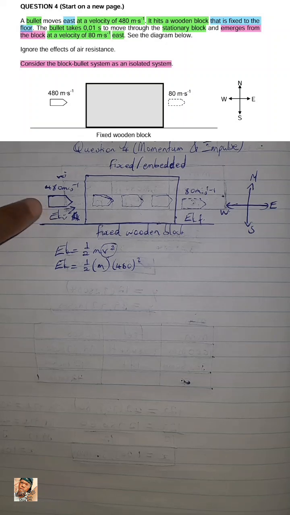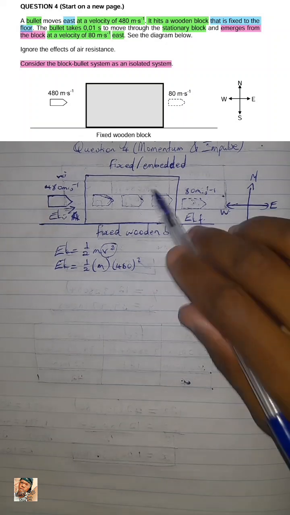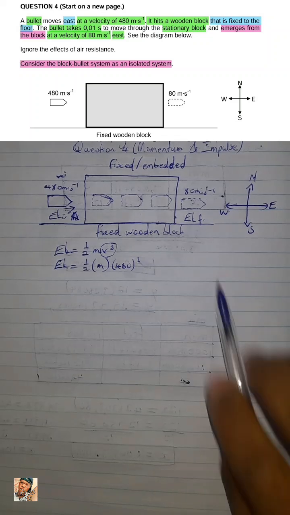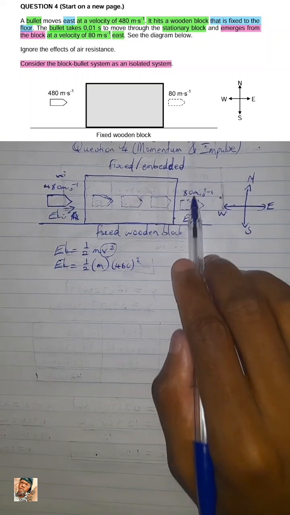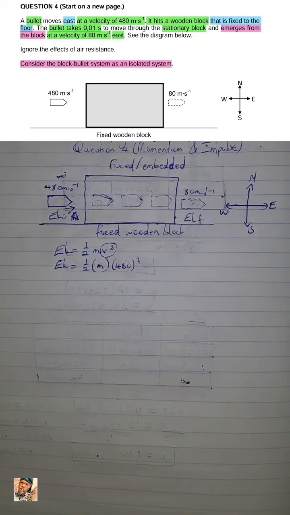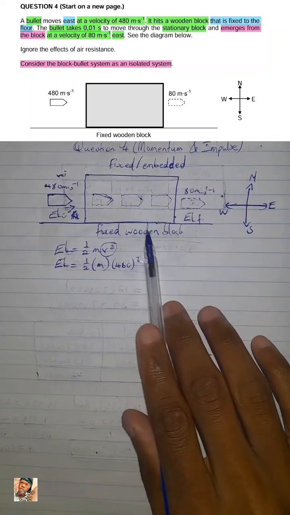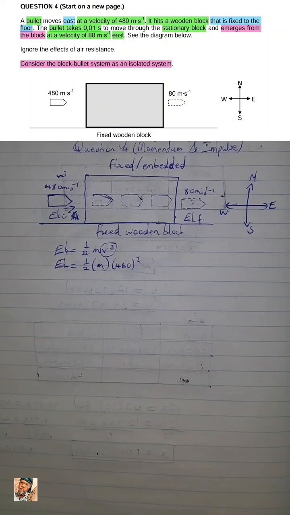Right. So as the bullet goes through the wooden block, it's going to lose energy to the wooden block, and its final kinetic energy is going to be less than the initial kinetic energy. So that is why the final speed of the bullet is less than the initial speed. I hope that part you understand. Right, but since this wooden block is embedded or fixed to the floor, it is not going to move. It is just going to take that energy in.